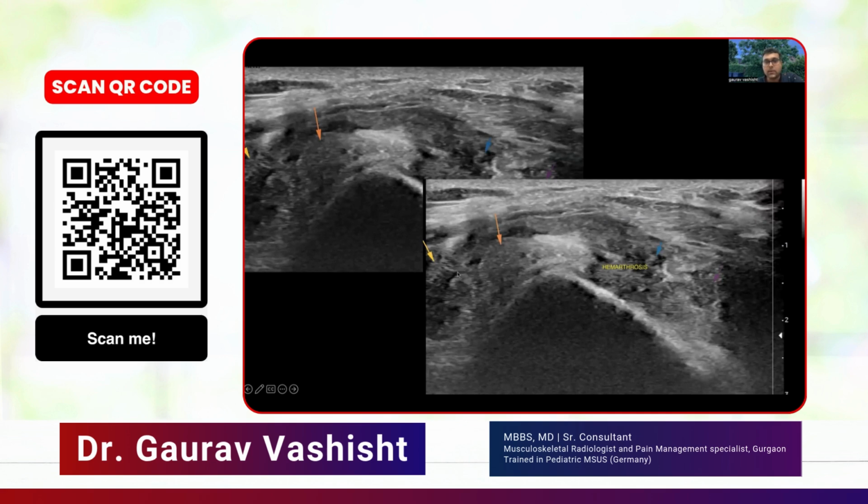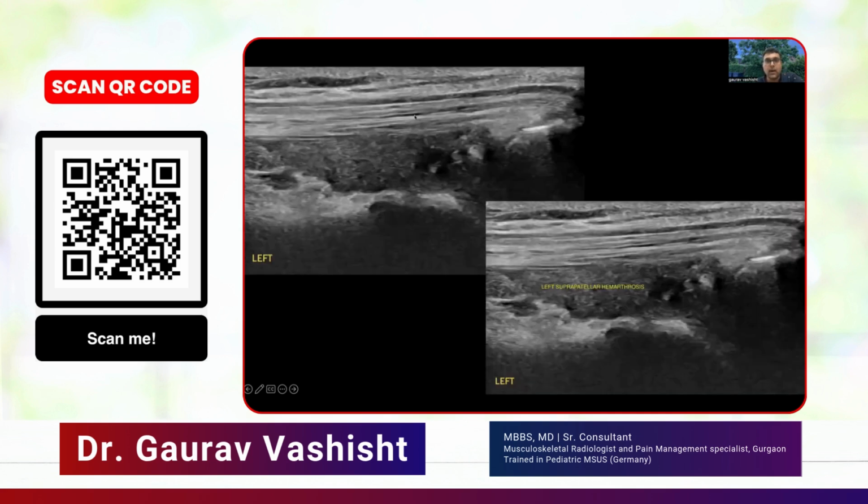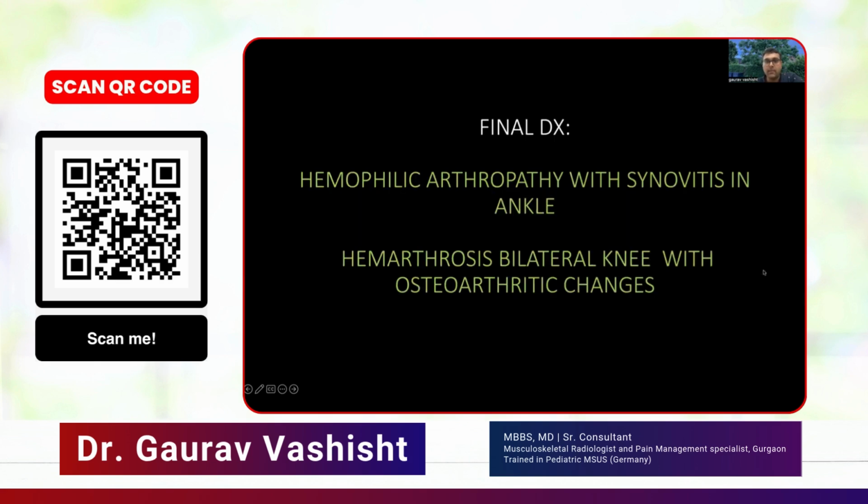These are the transverse images of the ultrasound showing blood accumulation within the joint. And this is the quadriceps tendon showing the fibrillar appearance inserting over the patella. So the final diagnosis was a hemophilic arthropathy with synovitis in the ankle and hemarthrosis in both the knees with OA changes, or the osteoarthritic changes.